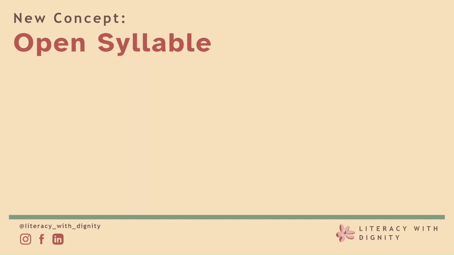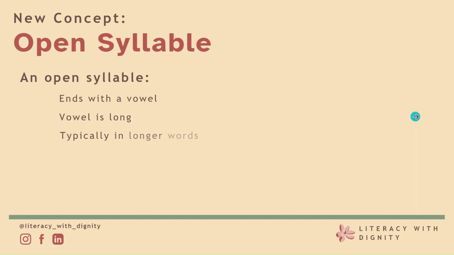So a new concept here is the open syllable. An open syllable ends with a vowel, and the vowel is long. So these are typically in longer words. There are some one-syllable words like hi, sky, and me. But most often, the reason I put it in this unit is because open syllables, you see them a lot as prefixes, such as be, re, de, in longer words.